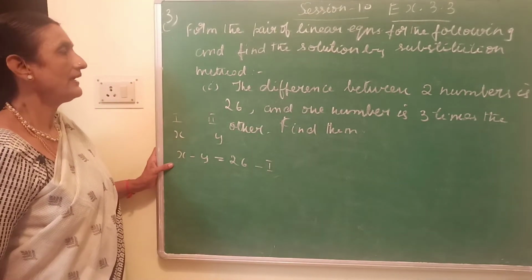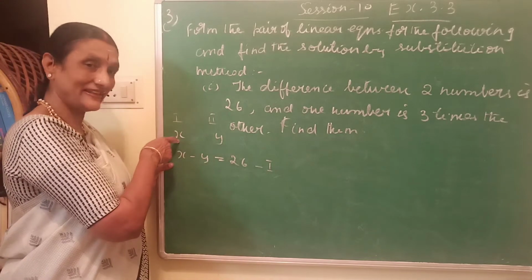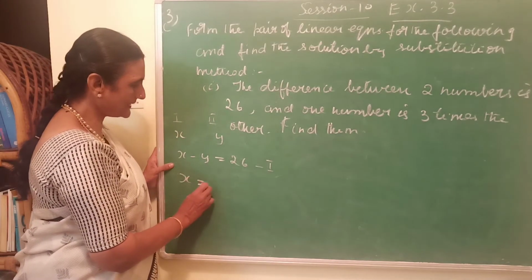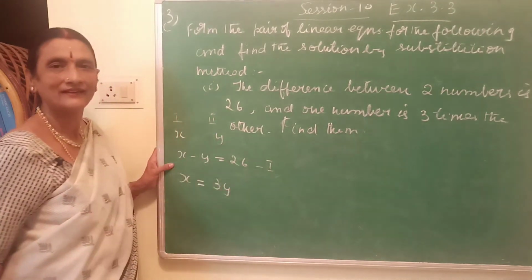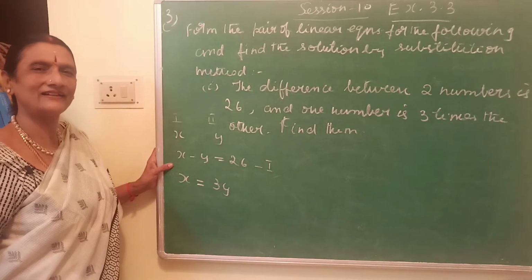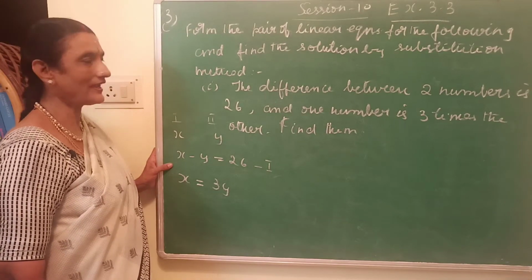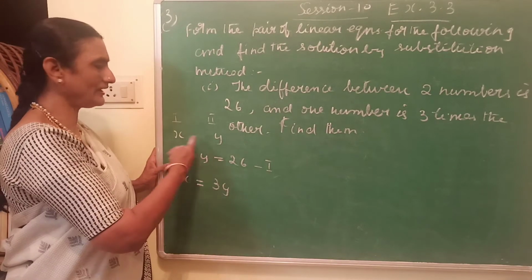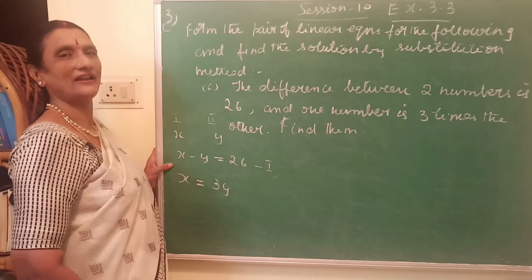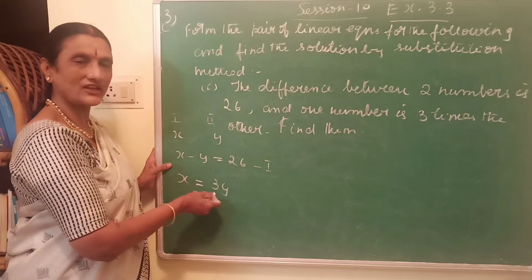Are you getting it? Now, one number is 3 times the other. That means we take x as the greater number, isn't it? So obviously x must be equal to 3y. Is that clear to all of you? You have to think a little, read, understand the sum, and then proceed. The greater number happens to be 3 times the smaller number. This is very important for you. So x is equal to 3y.